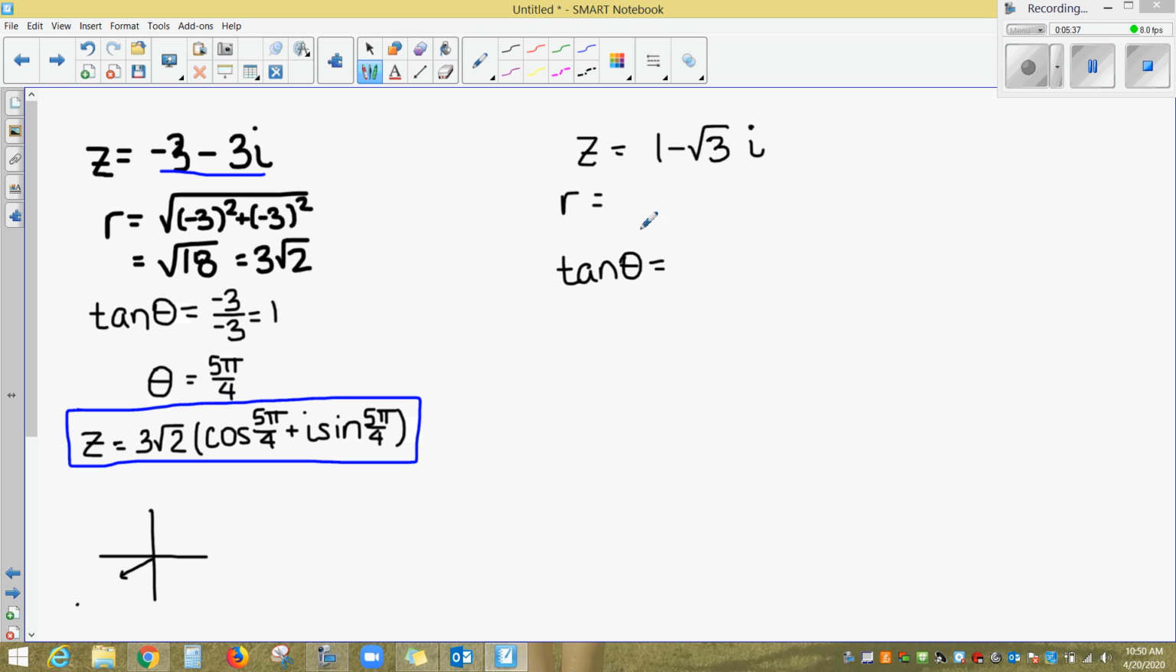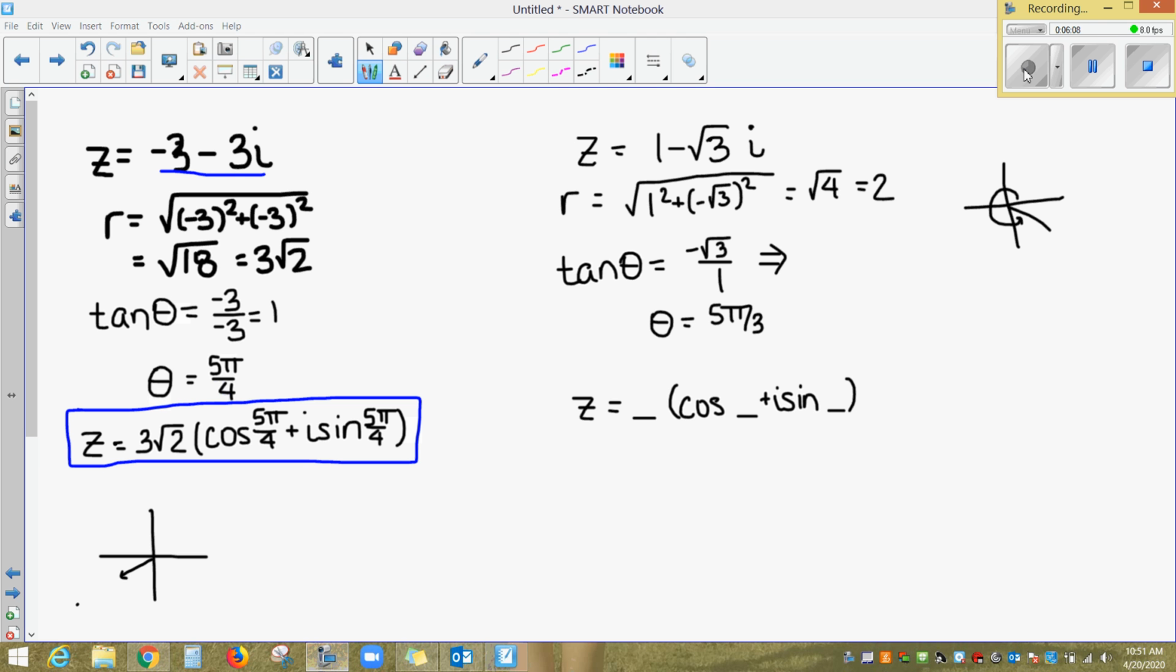When you're figuring out what angle we have, you have to come back to here and think about which quadrant you're in so that you pick the angle that's in the right quadrant. And then write your complex number as your r times cosine theta plus i sine theta. So we'll fill in blanks here and here and here. Go ahead and pause the video, give that a shot, come back when you're ready to see.